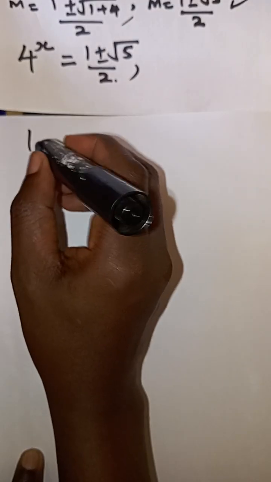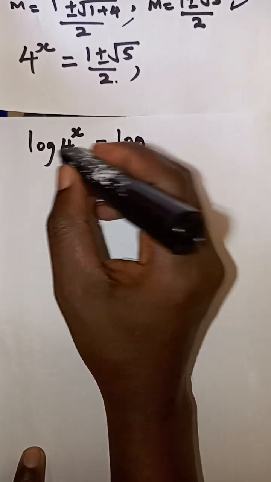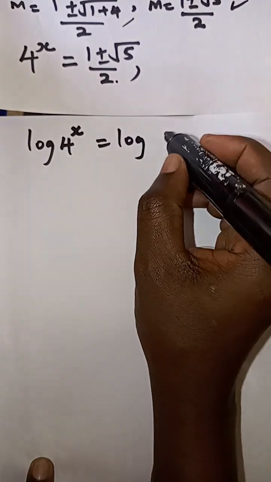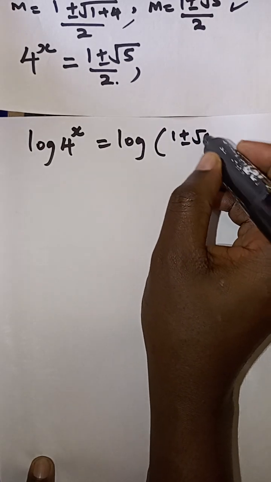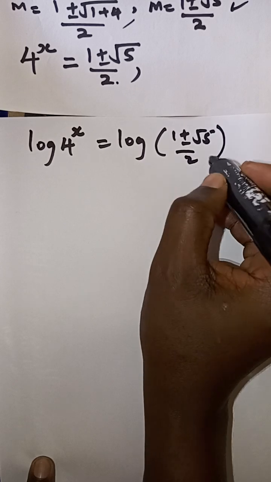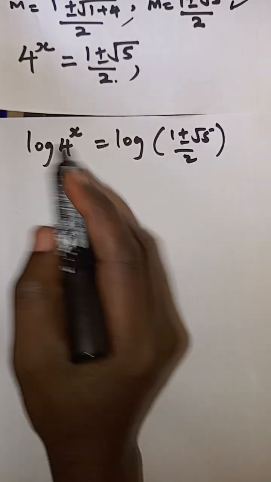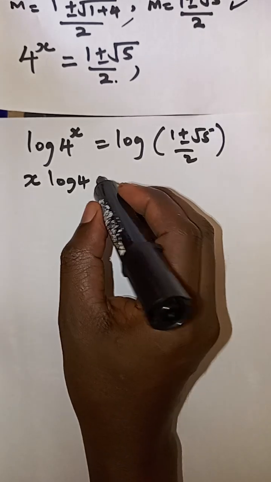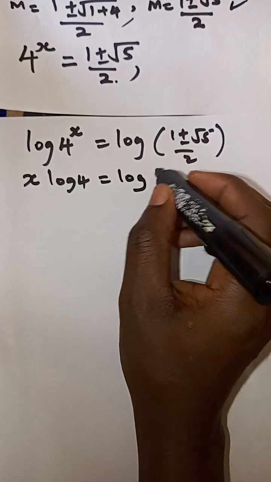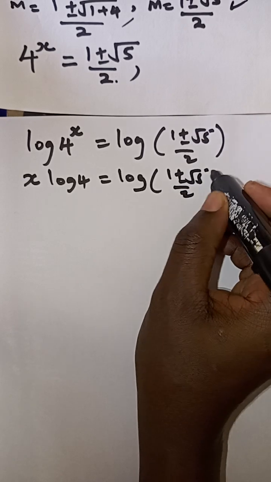So guys, at this stage, since the power x is unknown, I'll simply introduce the logs on both sides of this equation, so that I have the log of 4 raised to x should be equal to the log of 1 plus or minus the square root of 5 over 2, so that this x is going to come down as x times the log of 4 should be equal to the log of 1 plus or minus the square root of 5 over 2.